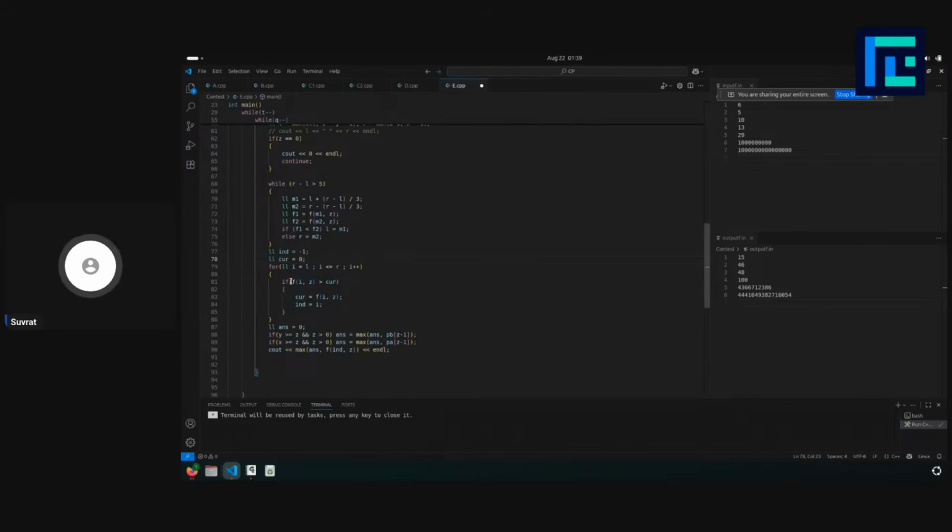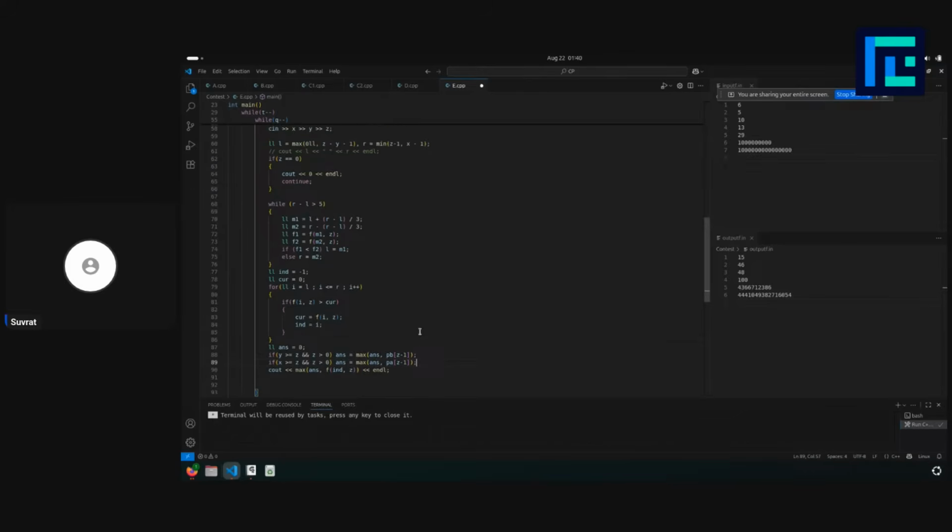Basically, I have taken cur as 0, and then for each i from l to r, I have checked if the value at this point is greater than cur. Then I set cur to that value and the index to i, so index i would hold the maximum value. Here are some edge cases that I had difficulty covering with zero base, so I had to write them separately. This one is for the case when I am taking 0 from A and all the z items from B, and this is for when I am taking 0 from B and all the z items from A. So these two are those cases.